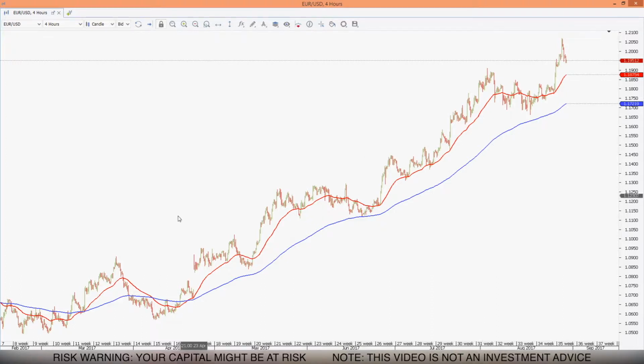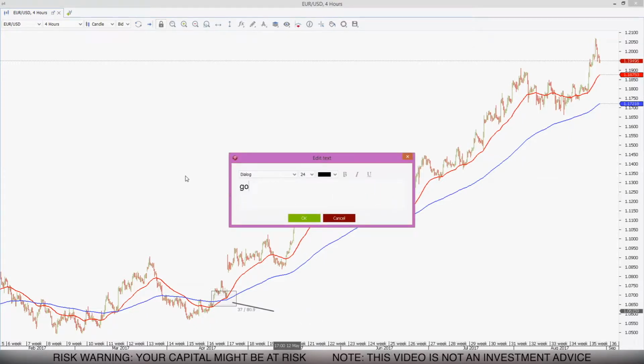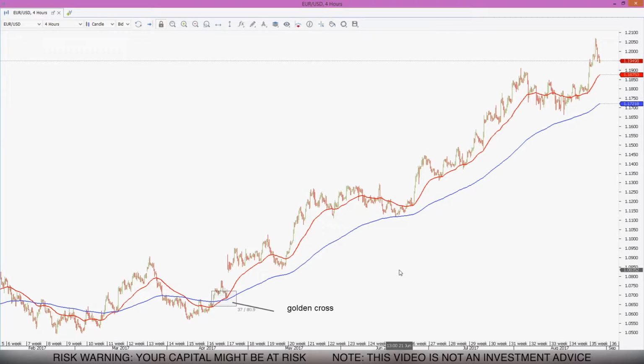So a golden cross forms when the market breaks the 50 moving average and moves above the 200. So this one here is called a golden cross. Now this is the Euro US dollar on the 4 hours chart, but the same principles can be used on any time frame, on any currency pair, or on any financial product that you want to trade binary options with, be it a stock, be it a stock index, whatever.